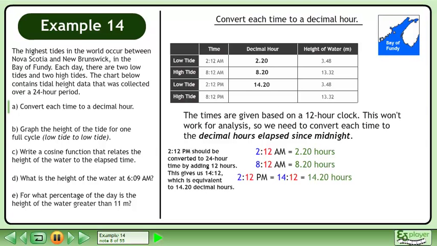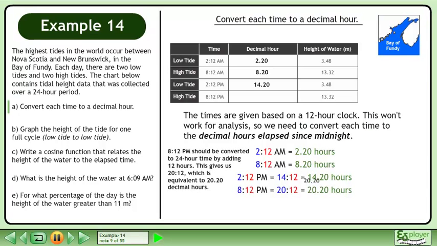2:12 p.m. should be converted to 24-hour time by adding 12 hours. This gives us 14:12, which is equivalent to 14.20 decimal hours. 8:12 p.m. should be converted to 24-hour time by adding 12 hours. This gives us 20:12, which is equivalent to 20.20 decimal hours.